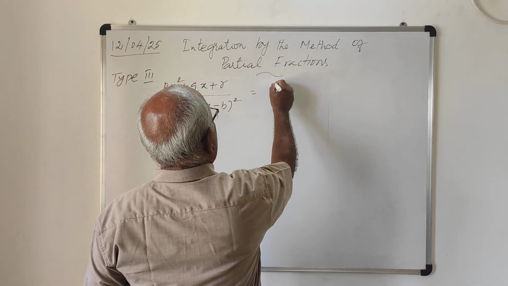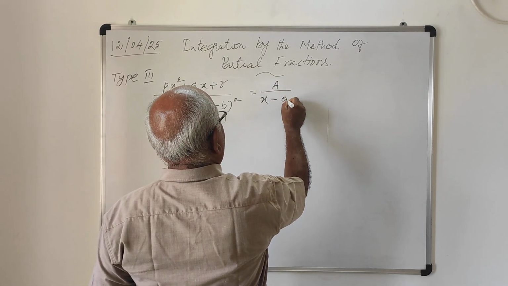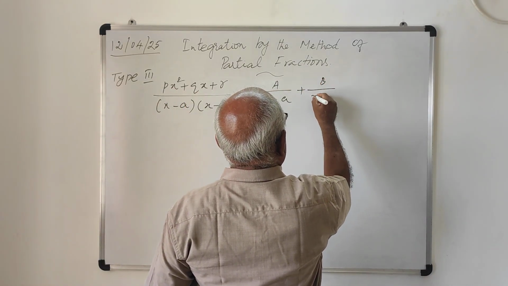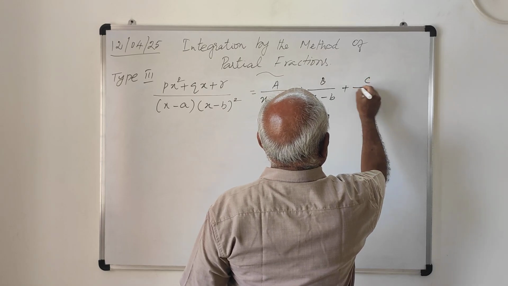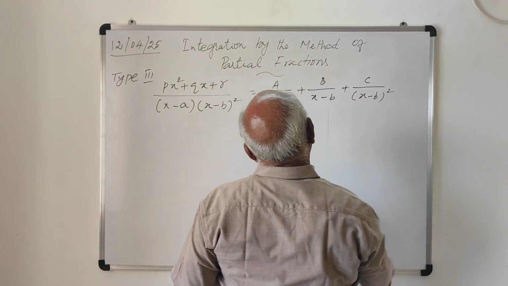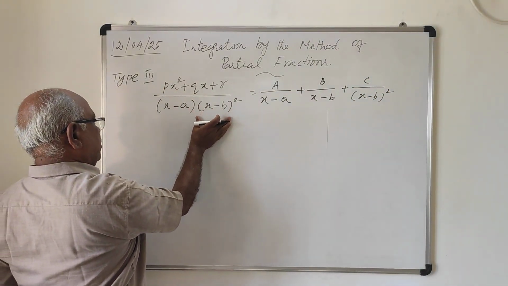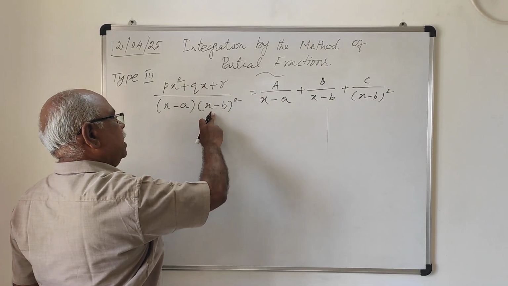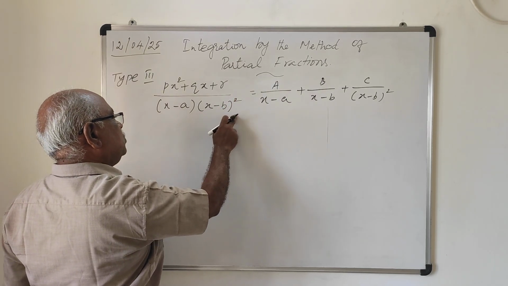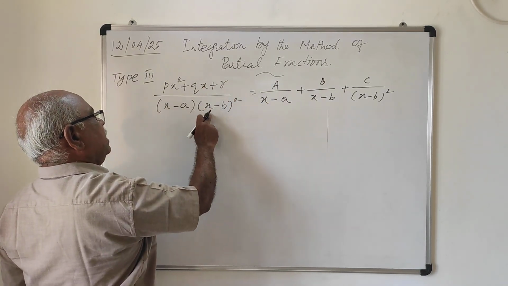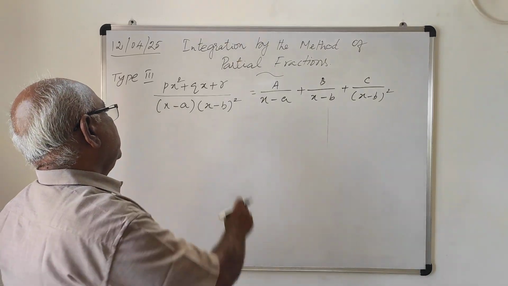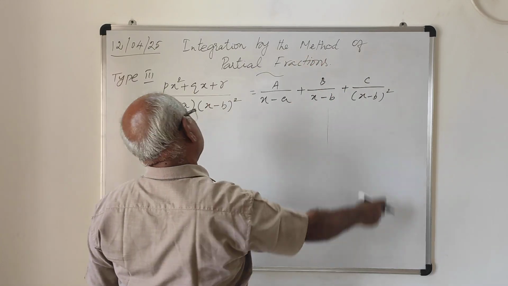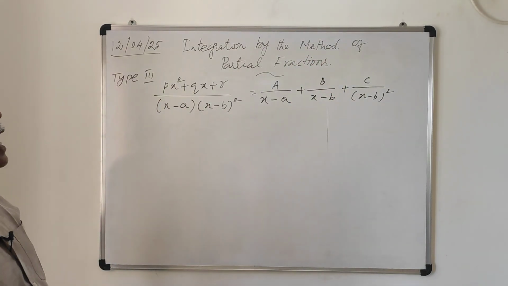In this method, we have to split into A by (x−a). Again, the multiple factor can be split into two terms, B by (x−b) plus C by (x−b) whole square. So, one linear and one quadratic factor can be split into A by (x−a) plus B by (x−b) plus C by (x−b) whole square. This can be split as in the case of the type 2 problem. Like that, we have to split this expression.